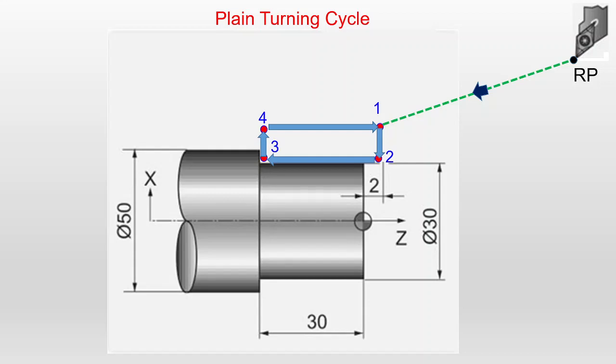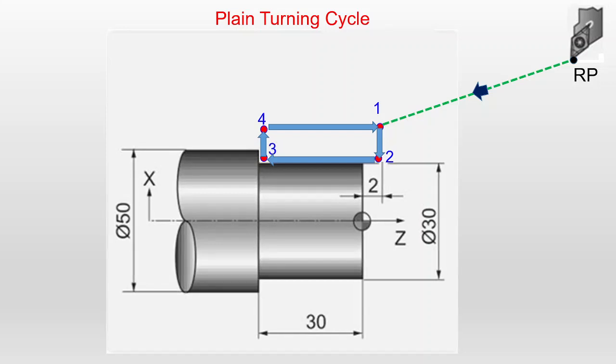Now see how the tool is moving. I want to show that for better clarity. Now you can see that the tool is moving from the reference point to the tool entry point in this direction, and during the cutting process, the tool will move from point 1 to 2 with a given feed, and from point 2 to 3 with a given feed, and point 3 to 4 with a given feed, and point 4 to 1 in a rapid movement. And so this is one cycle.